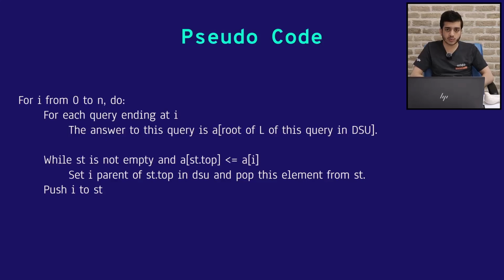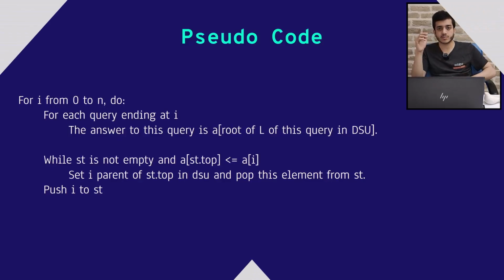Here is a sample code. For each I from 0 to n, first we answer queries, and then we have a monotonic stack, and we start popping elements smaller than this, and we set the parent of those elements to I. So it's a new directed edge.